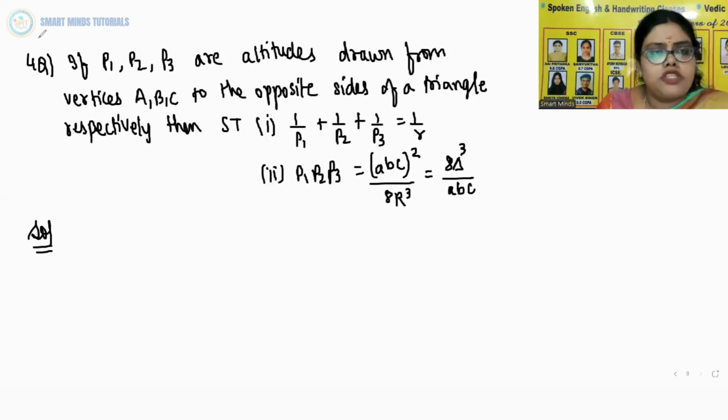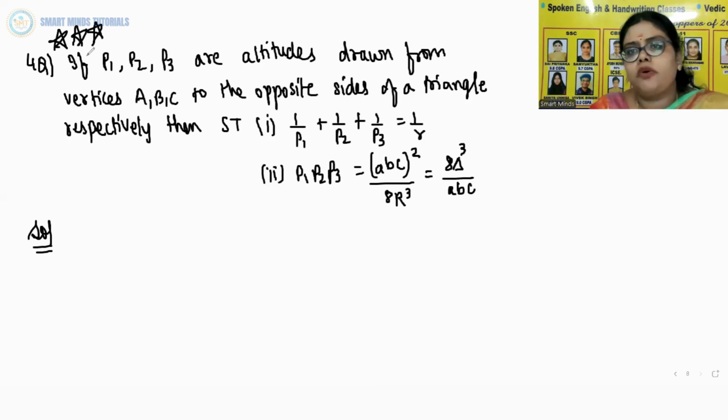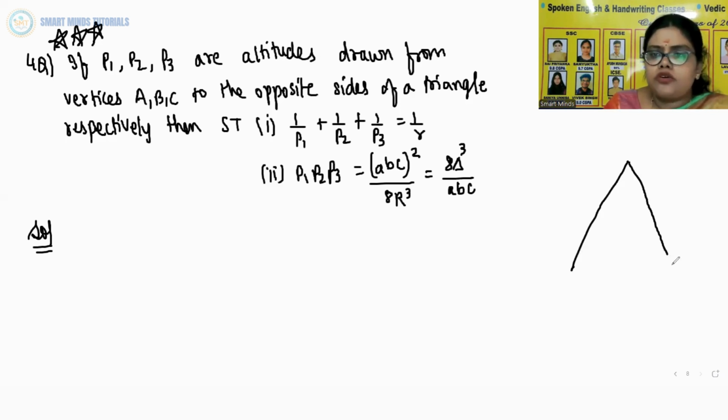Now take this question. This model is very important. Sometimes it will be asked for SAQ and sometimes for LAQ. If they give you for SAQ, they will ask you only one bit, and if they ask you for LAQ, they will give you 2 or 3 bits. So take this question. If P1, P2, P3 are altitudes drawn from vertices A, B, C to the opposite sides of a triangle, first let us draw a triangle.